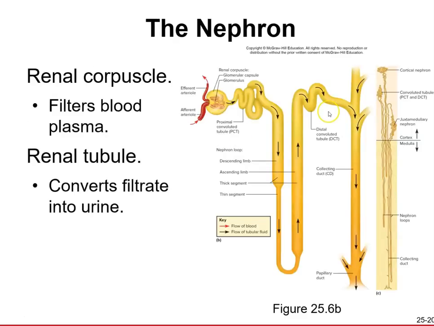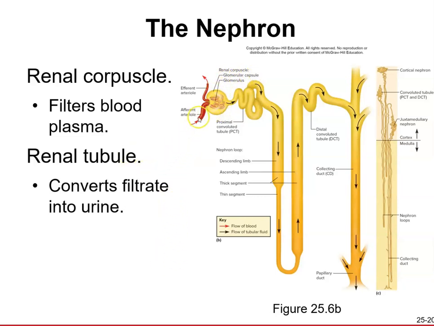So let's take a look at this nephron again. The renal corpuscle is a structure that includes the glomerulus and the Bowman's capsule. So if you had a question that said, what two structures make up the renal corpuscle, that would be the glomerulus and the Bowman's capsule. It's also known as the glomerular capsule.